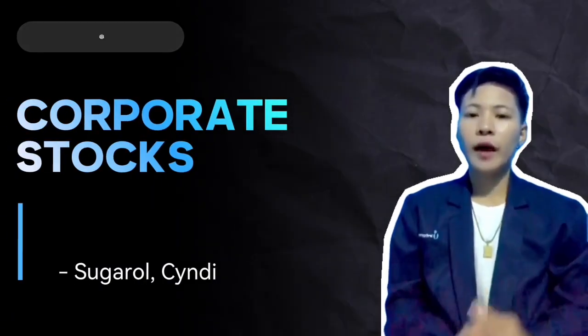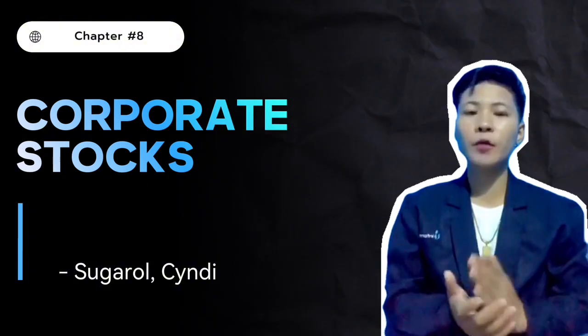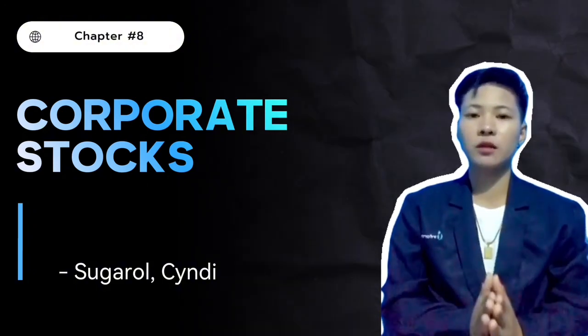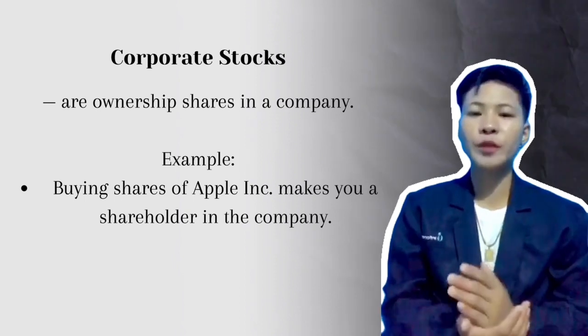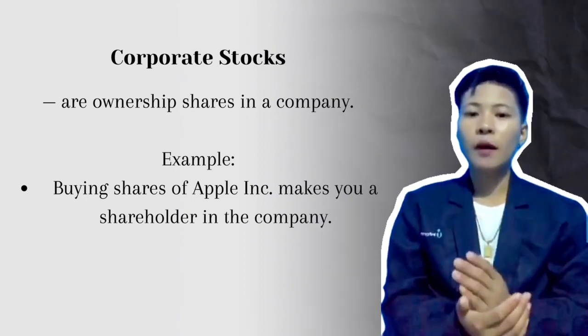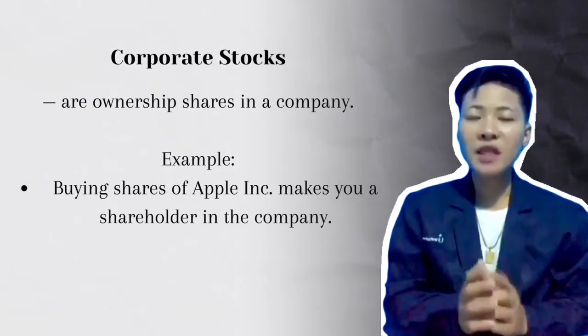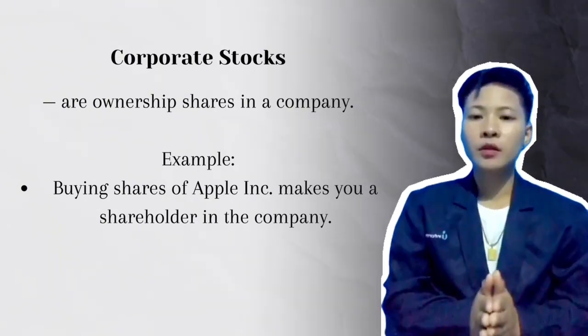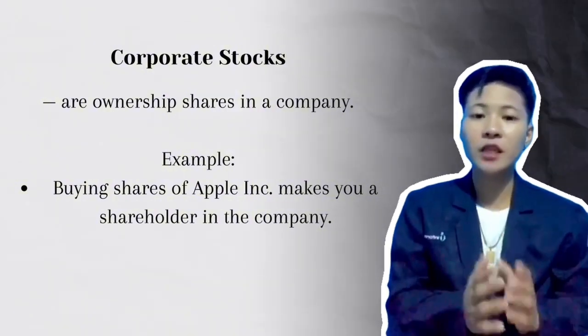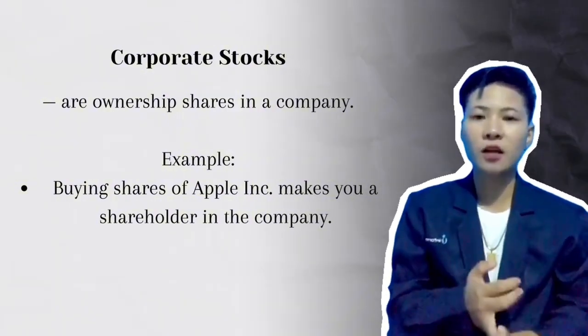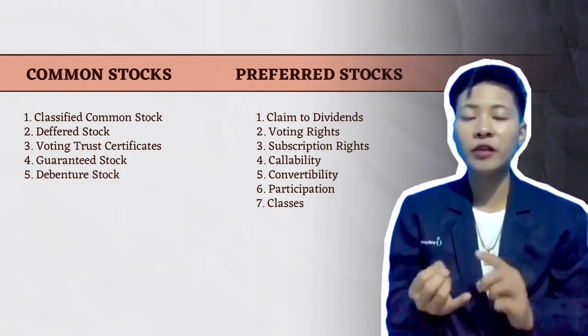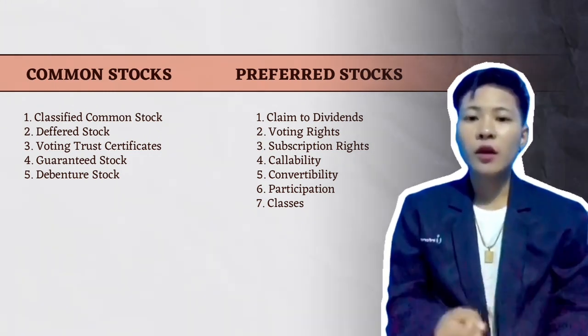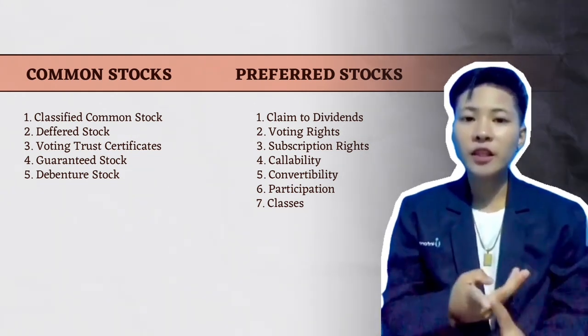Good day, everyone. I am Cindy Sugurol and I'm going to report Chapter 8, which is the corporate stocks. So, corporate stocks are ownership shares in a company. Example, buying shares of Apple Inc. makes you a shareholder in the company. So, the capital stocks are classified as either common stocks or preferred stock. So, in common stocks, we have the classified common stock, deferred stock, voting trust certificates, guaranteed stocks, and debenture stock. Classified common stock. So, it is a customizable stock that suits the company and investors.